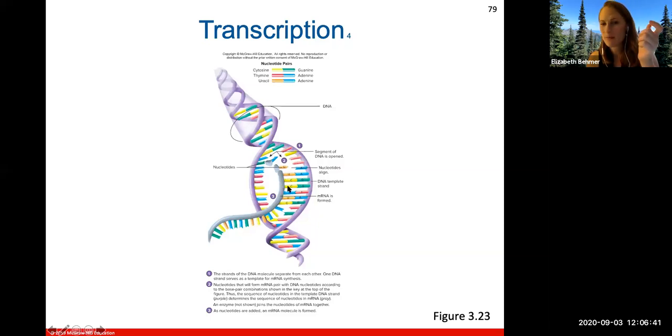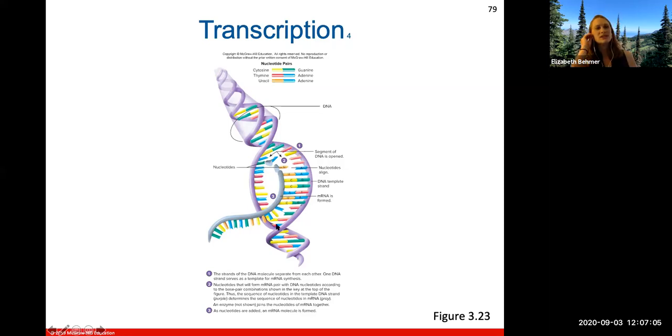When we form the mRNA, one of the only differences is in the base pairs. When you're forming mRNA with DNA, you don't have thymine anymore. Thymine has been replaced with uracil. So now when we pair with adenine, we'll get a uracil on the messenger RNA strand.